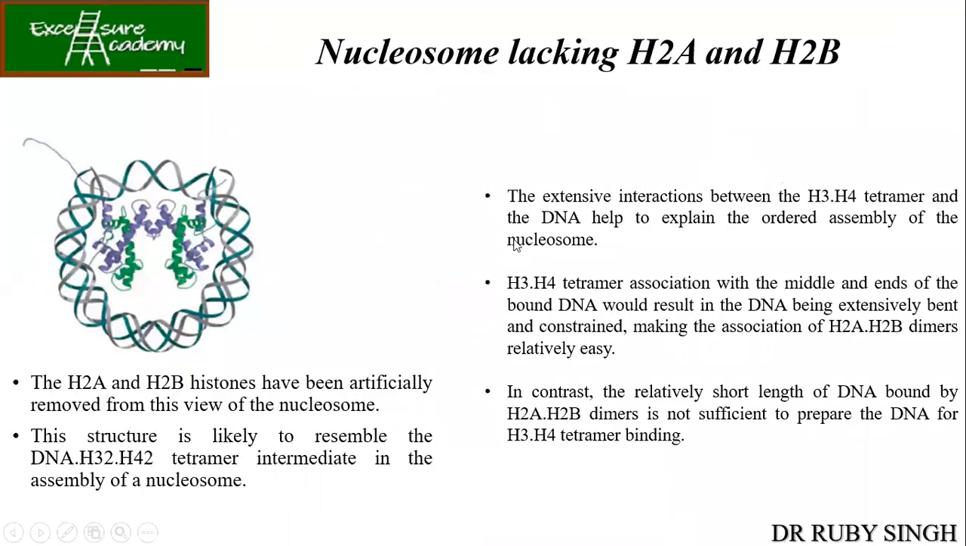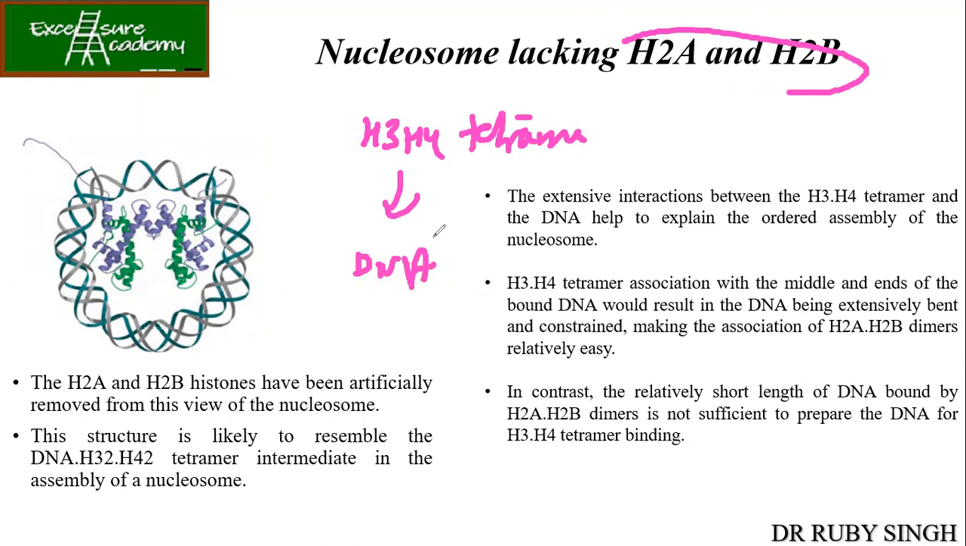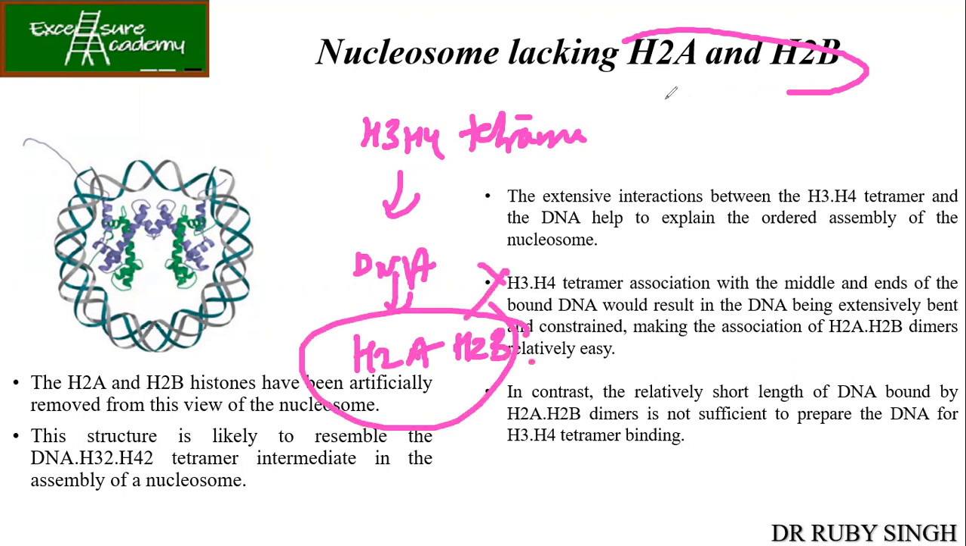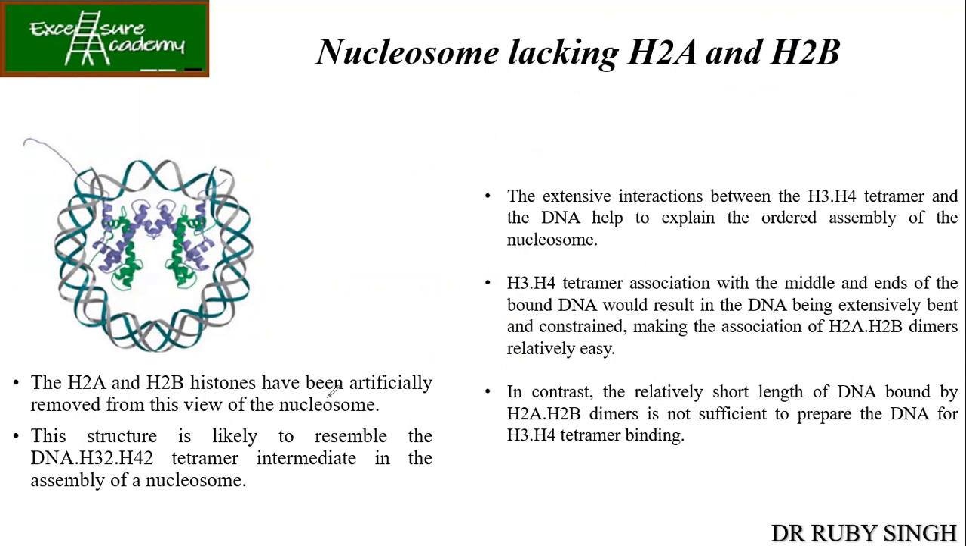Okay. Now, what if the nucleosome is lacking the H2A and H2B? What will happen? So if you remember in the nucleosome assembly, we talked about that first the H3 and H4 tetramer forms, right? And to this tetramer, your DNA comes and binds, and after that, your H2A and H2B come, right? Now, what if this portion is not there? So what will happen? So H2A, H2B histones have been artificially removed from this view of the nucleosome. So this is actually a crystal structure which in the previous lecture I have shown. So in this case, there is no H2A and H2B.